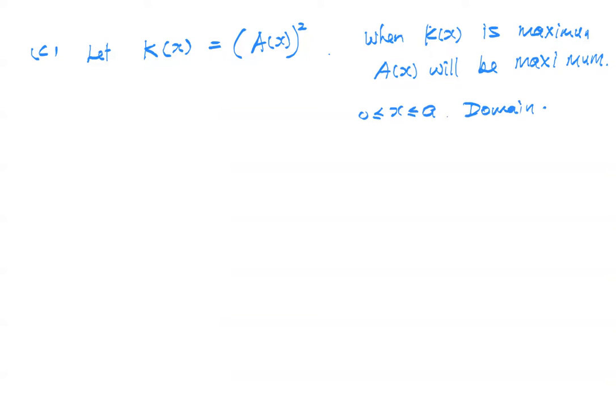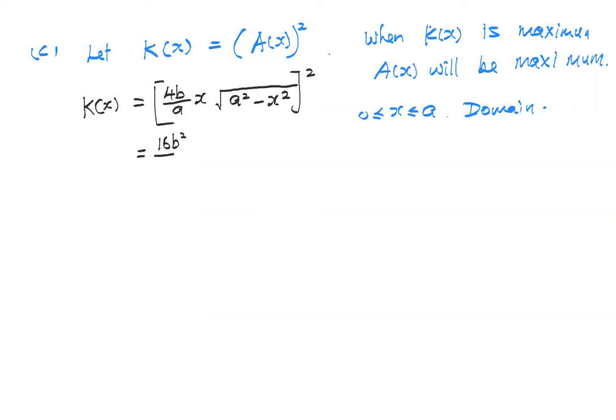Okay, so now I'm going to start to get my function of k of x. So it's 4b over a times x times square root of a squared minus x squared, the whole thing squared. Okay, so I got 16b squared over a squared times x squared times a squared minus x squared. When you square root and you square it, it's whatever is in the square root. So now I can expand this.